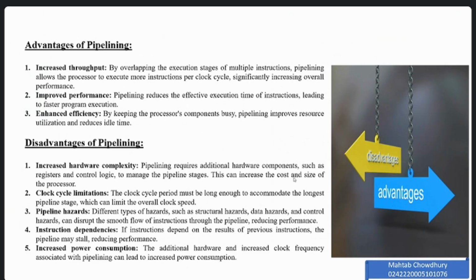Pipeline hazards: different types of hazards, such as structural, data, and control, can disrupt the smooth flow of instructions through the pipeline and reduce performance. Instruction dependency: if an instruction depends on the result of a previous instruction, the pipeline may stall and reduce performance. Last but not least, increased power consumption: the additional hardware and increased clock frequency associated with pipelining can lead to increased power consumption.